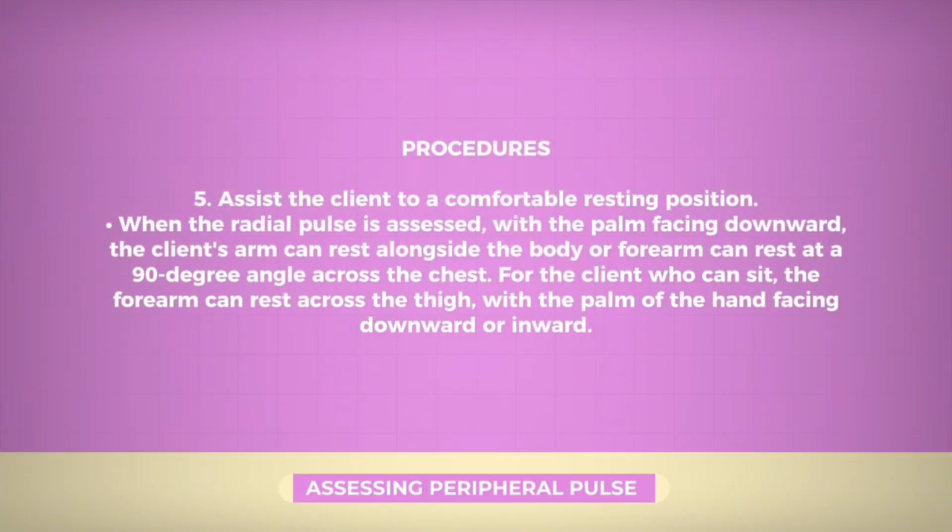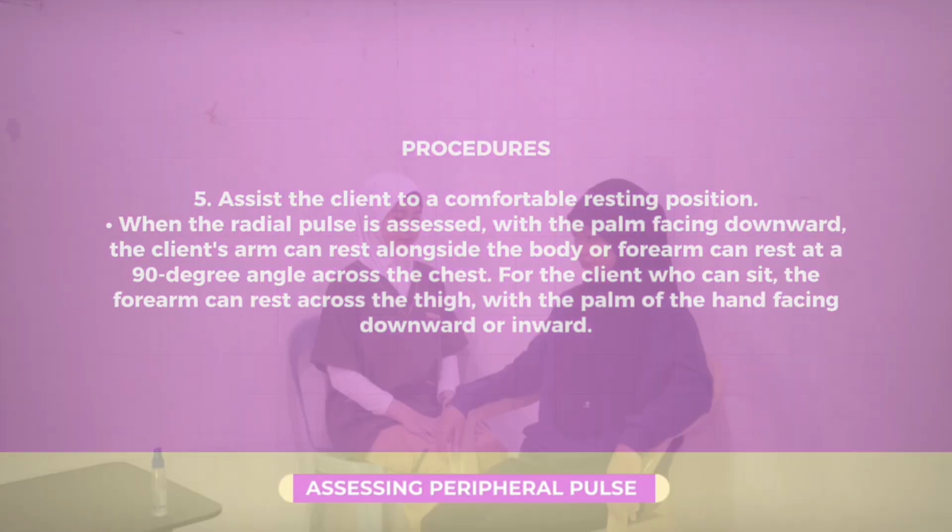Assist the client to a comfortable resting position. When the radial pulse is assessed with the palm facing downward, the client's arm can rest alongside the body or the forearm can rest at a 90-degree angle across the chest. For the client who can sit, the forearm can rest across the thigh with the palm of the hand facing downward or inward.